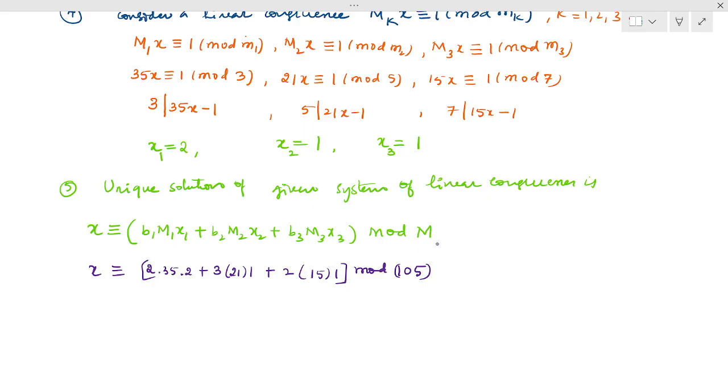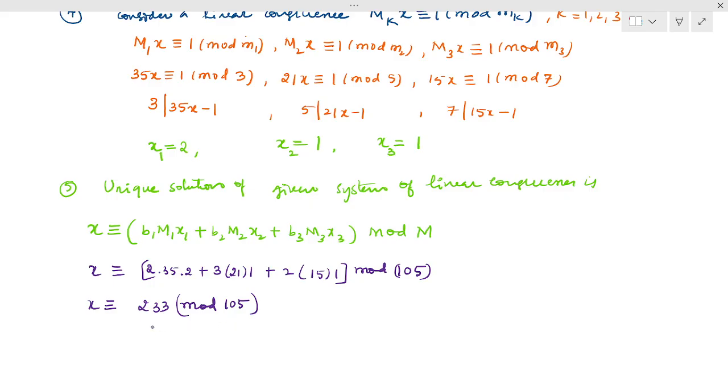Capital M means small m1 into m2 into m3. Small m1 into m2 into m3 value is 3 into 5 into 7. 3 into 5 into 7 is 105. Okay, now you can calculate the total value. You will get 233. X is congruent to 233 mod 105.